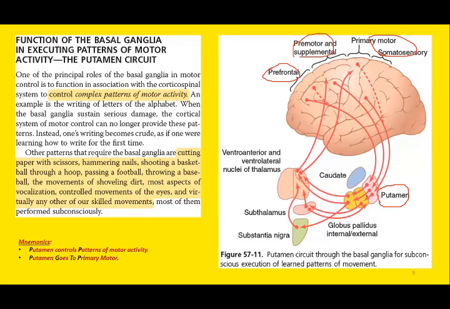From the putamen, the fibers enter the globus pallidus. This is the globus pallidus. The two segments of the globus pallidus are shown: internal segment and external segment. And from globus pallidus, some of the fibers enter the thalamus here and make synapse with the ventroanterior and ventrolateral nuclei within the thalamus. And from the thalamus, the fibers return to the cerebrum, back to the primary motor cortex.